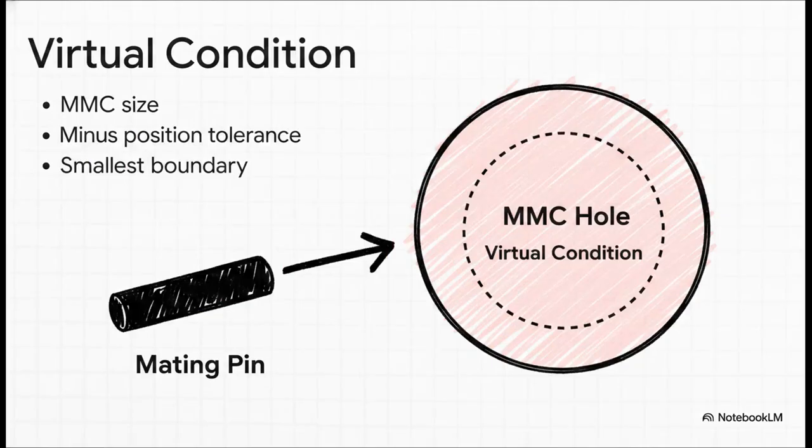So the real magic in inspection is calculating what's called the virtual condition. Let's think about an internal hole. You take the maximum material condition, which is the absolute smallest allowable hole size, and you subtract the geometric position tolerance. This creates the absolute smallest allowable boundary. Calculating this worst-case scenario guarantees your mating pin will always fit, no matter what happens in manufacturing, because you have mathematically proven the worst acceptable hole will clear the worst acceptable pin.